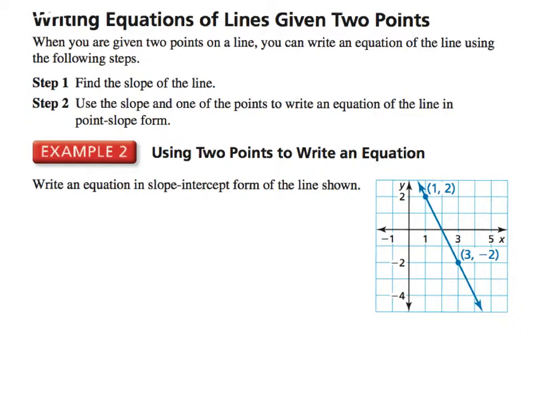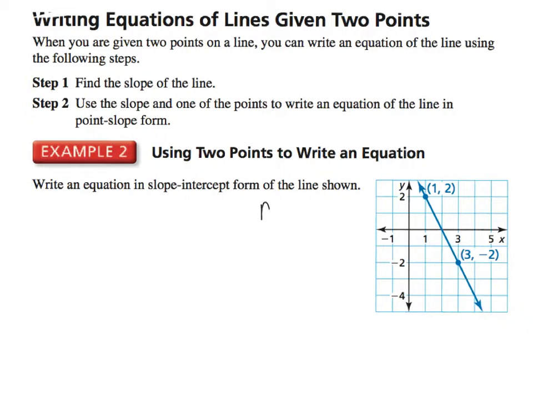Now in example 2, you're going to write equations, but you're not going to be given the slope. You're only going to be given 2 points. So step 1, you've got to find the slope first. So find the slope using both points. So let's do that.